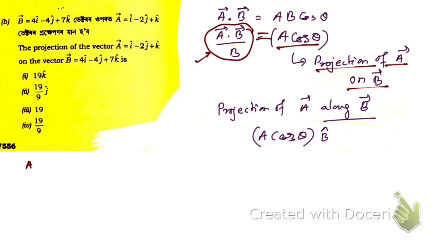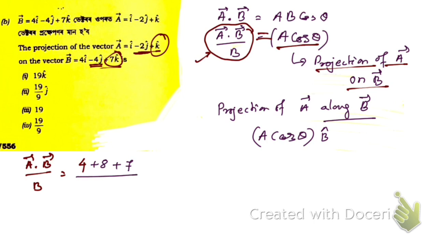So we are going to find A dot B by magnitude of B. Here A dot B is the dot product of these two. So I cap dot 4 I cap is going to be 4, I dot I is 1, right? Then minus 2j dot minus 4j is going to be plus 8, j dot j is 1, right? Then k cap dot 7 k cap is going to be 7, k dot k is 1, right? That is what we have got, divided by the magnitude of B, that means 4 square, square of minus 4, then plus square of 7. Okay, so now let's find it.